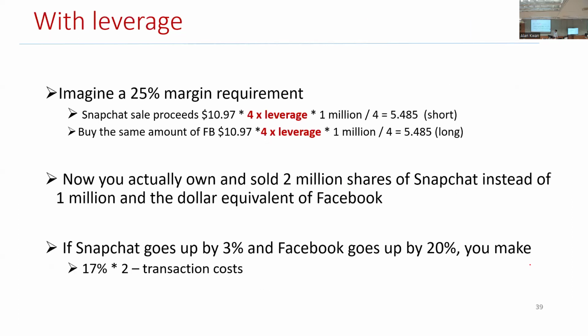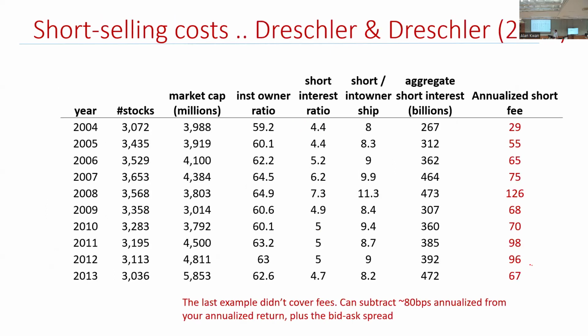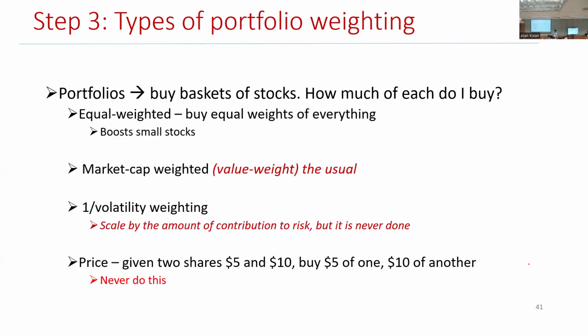Typically, the margin also costs you some money. I don't trade on margin myself, so I don't know what the prices are, but what I read online is probably 5 or 6%. And then short selling costs money. Short selling fees are actually pretty small. Annualized, it's less than 1%. But the basic idea is that if you form a long short portfolio, there's a certain set of costs with that. And then there are also costs associated with actually trading, which we'll go over in a second.